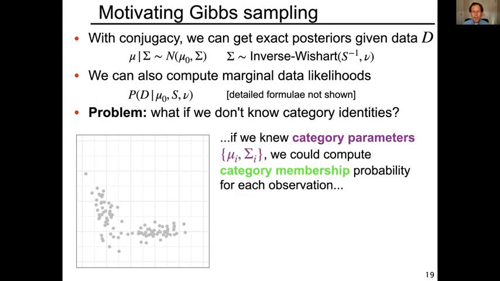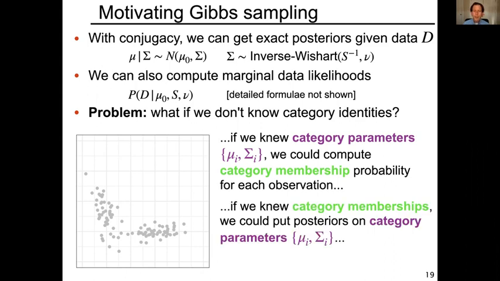If we knew the category parameters, if we knew the mu and sigma for each of the I categories that were underlying this data, then for each datum we could compute the category membership probability. We could get the likelihood conditioned on each category, normalize the likelihoods, and then we would get a posterior probability on category membership for an individual observation. Conversely, if we knew the category memberships, we could use conjugacy to get posterior distributions on the category parameters. But in fact, in an unsupervised learning problem like this, we don't know either one. So we have this bootstrapping problem we have to address.